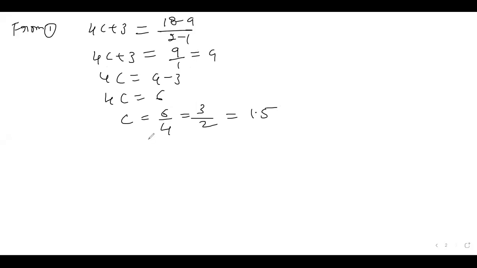So what is the given interval? The given interval is (1, 2). Therefore, this c, 1.5, should belong to (1, 2). That means this 1.5 is between 1 and 2. So this is called the Lagrange. Therefore, the given function satisfies Lagrange's theorem.